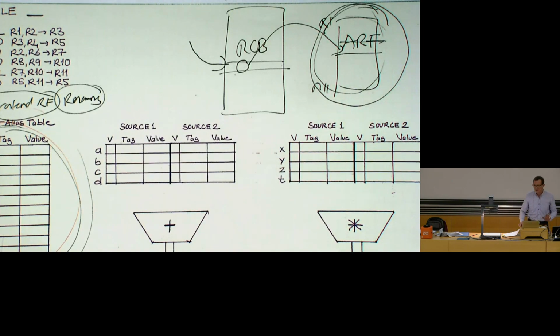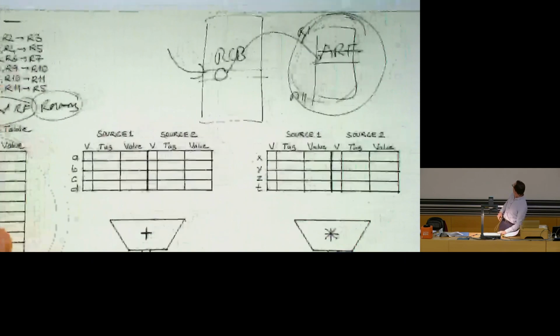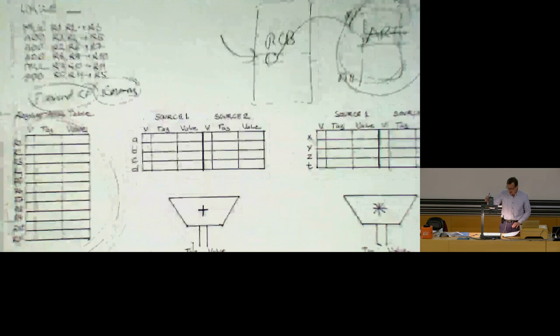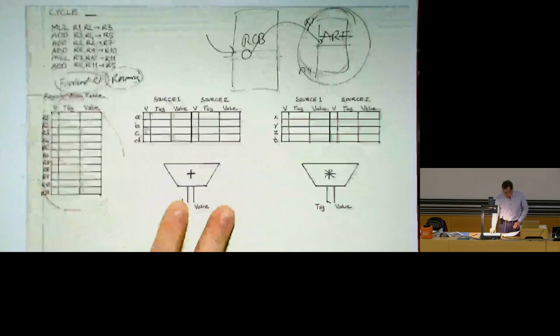Okay, simple, right? But we're complicating the machine, as you can see. So on an exception, what happens? Oh, okay, you guys can see it, that's good.